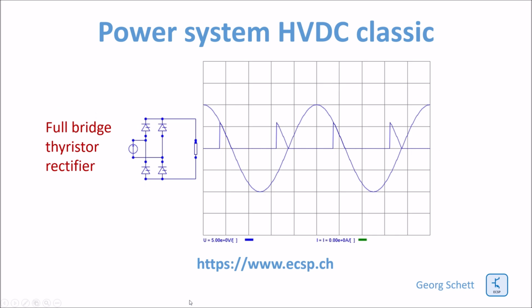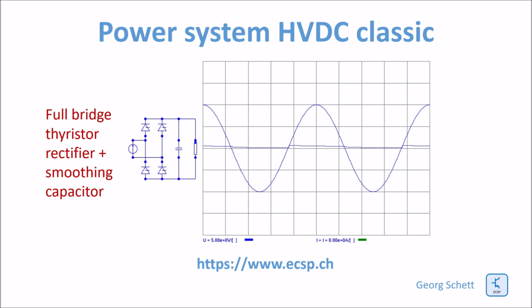So far we have been looking at diodes only, but I would like to be able to control the amplitude of my DC voltage, and therefore instead of diodes we have now thyristors. And here you can see in this small movie how the thyristors can control the amplitude of the DC voltage. This is the same circuit as before, but here I have now a smoothing parallel capacitor.